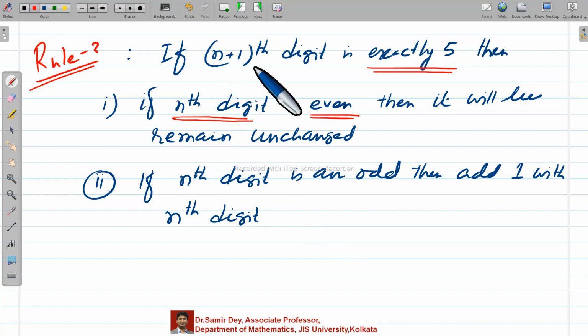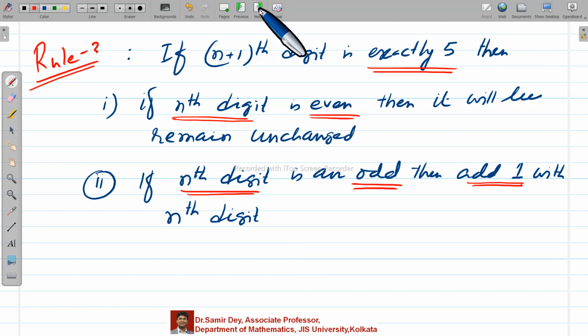If your n plus 1th digit is exactly 5, then you need to check your nth digit position. If your nth digit is even, no need to change it. You write as it is, whatever you have. But if your nth digit is an odd number like 1, 3, 5, 7, 9 and so on, then you need to add 1 to the nth digit. Clear?